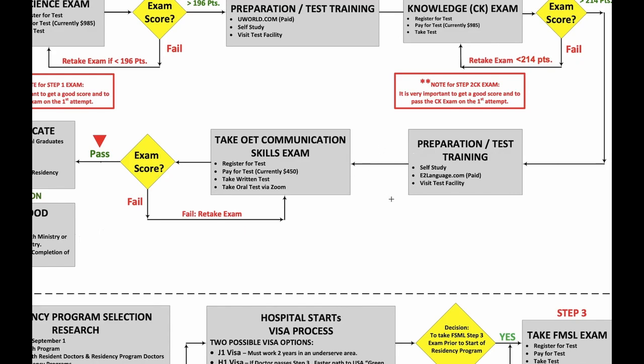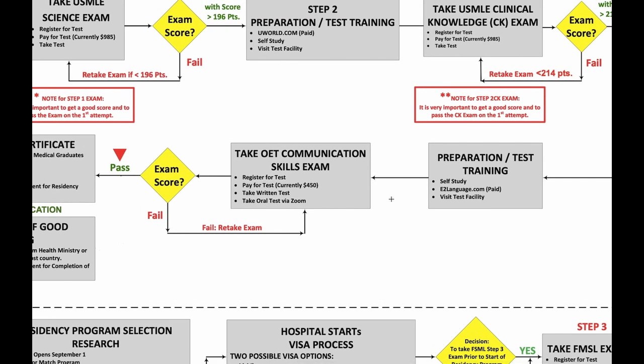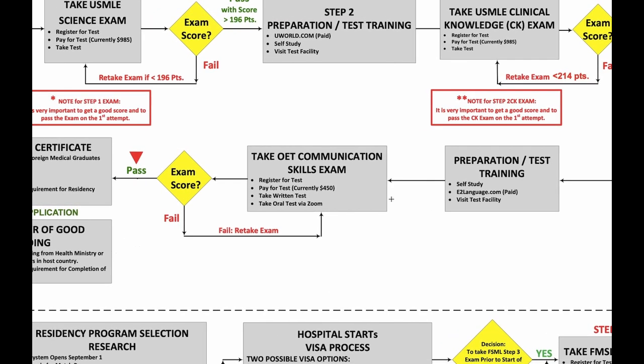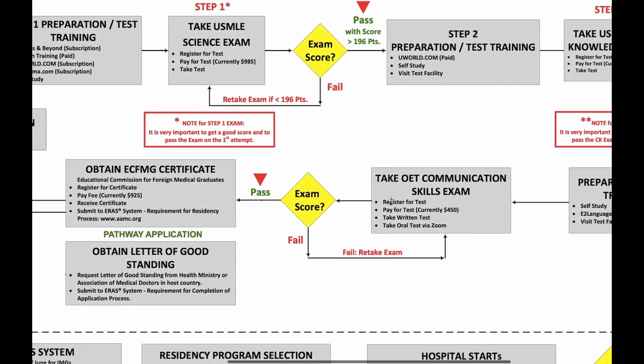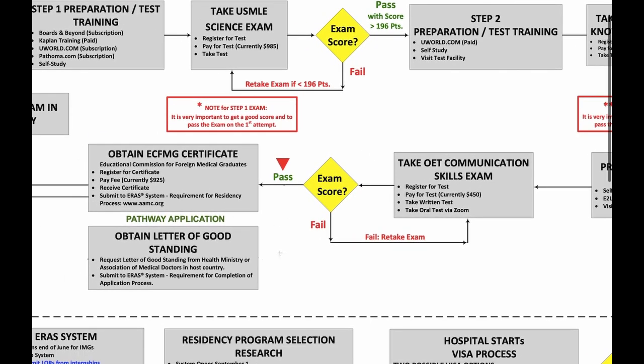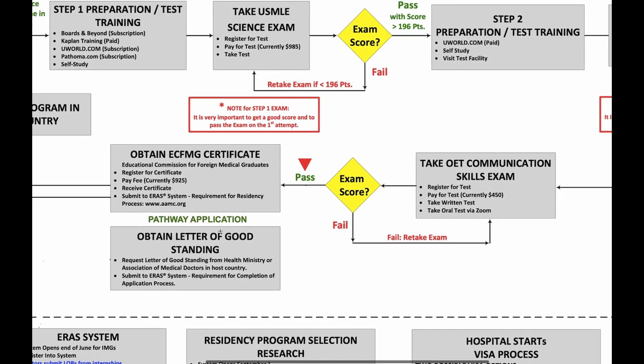In that case, it's basically taking an exam called the OET. It's an Australian exam that measures your English proficiency, and it gives you the requirements for the pathway application. For the purpose of this flow diagram, it will be for Pathway 1. So after taking Step 1, Step 2, and the OET exam, you pay for the pathway application, which is going to be a $925 fee.